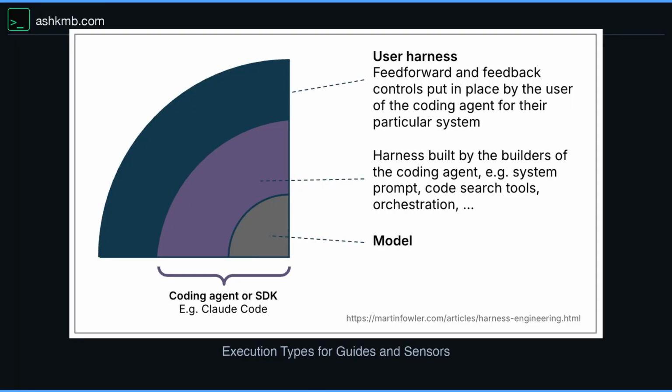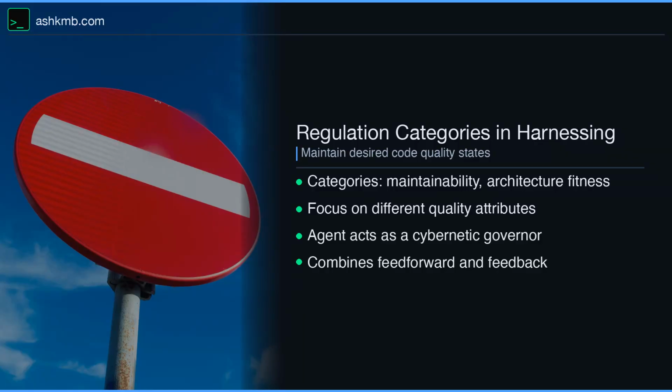Different execution types exist for guides and sensors. Computational guides are deterministic and fast, while inferential controls provide semantic analysis but are non-deterministic and slower. Regulation categories within harnessing facilitate maintaining the codebase's desired state. Categories include maintainability, architecture fitness, and behavior harness, each addressing different quality attributes of the code.